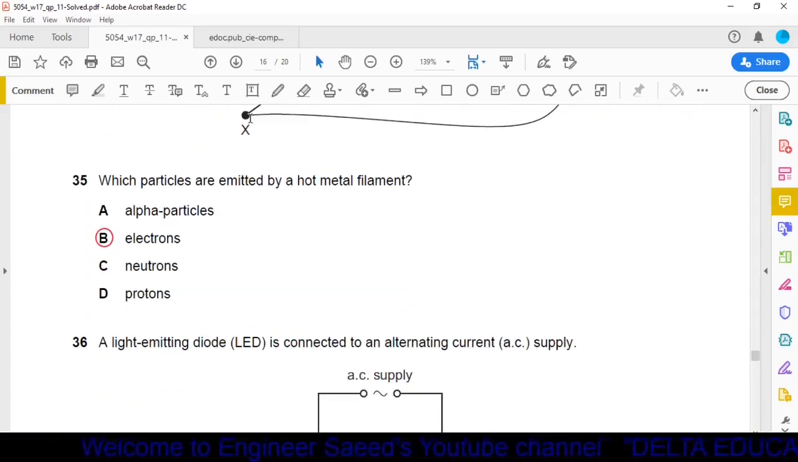Question number 35. Which particles are emitted by a hot metal filament? Option A, alpha particle. Option B, electrons. Option C, neutrons. Option D, protons. Okay, when we heat up a metal filament, then electrons are emitted out from the metal surface and it is called thermionic emission. So option B is the correct one. Electrons are emitted from the metal filament.